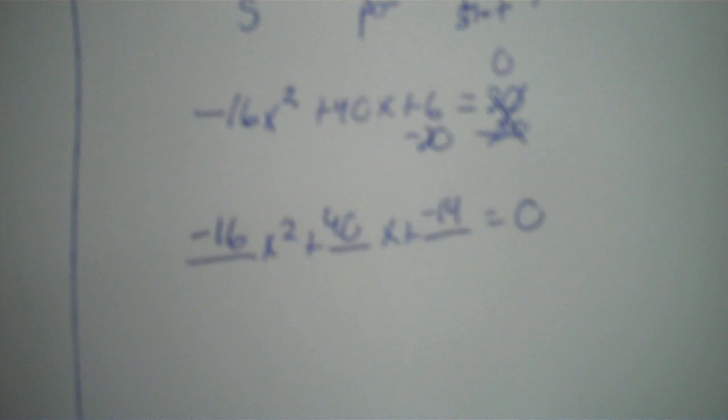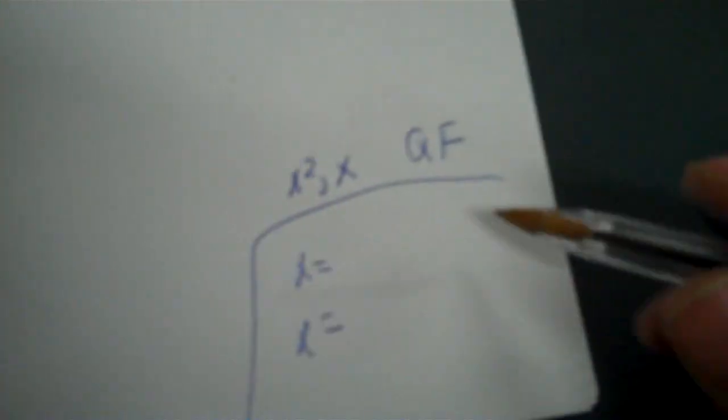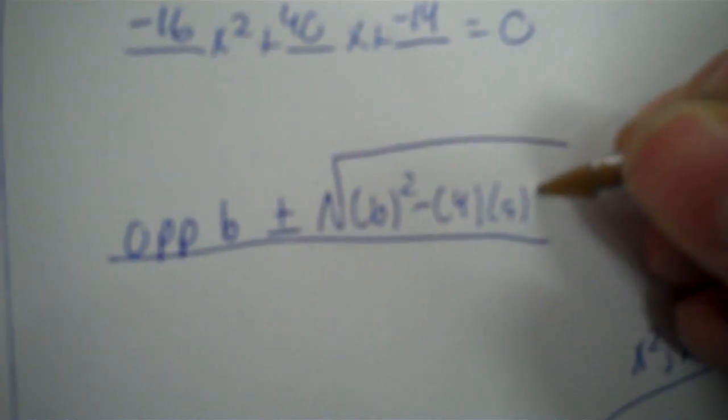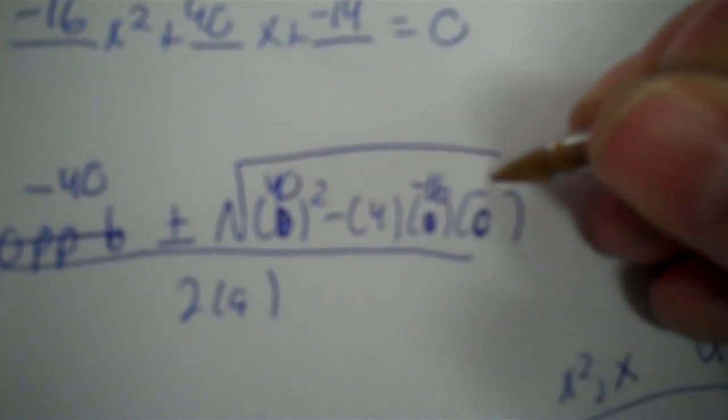Now you lay it out. So you've got negative 16, 40, and then 6 minus 20 is negative 14. So I'm not going to be drawing boxes. I'm going to go right to the quadratic formula. Opposite of b, plus or minus the square root of b squared minus 4ac, over 2a. So we have a, b, and c. Opposite of positive 40 is negative 40. B squared is 40 squared. Then a is negative 16, c is negative 14.